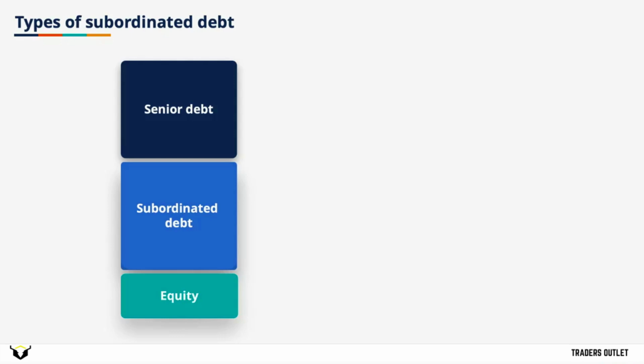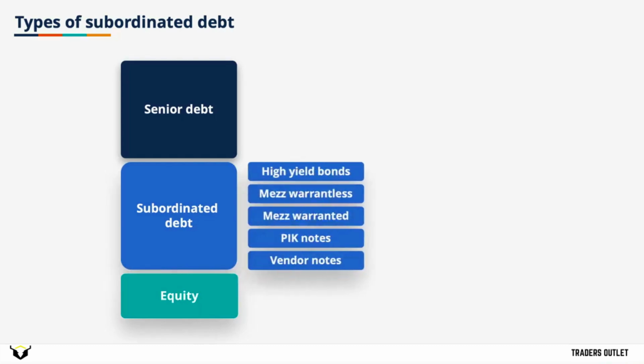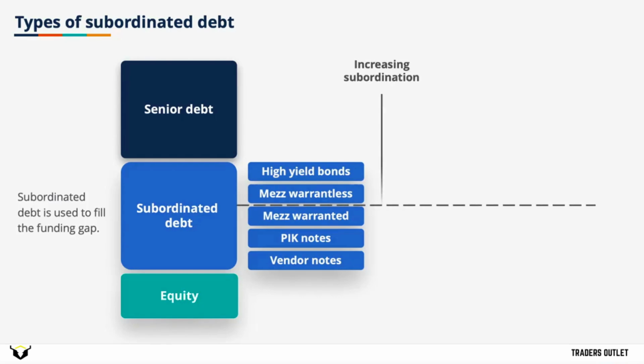Now let's take a look at the middle of the capital stack where we have subordinated debt. As you can see here, there are various types of subordinated debt or sub-debt that sit between senior debt and equity. As with the whole capital stack, you've got increasing subordination as you move down, which means you also have an increasing return profile and increasing risk as you move from top to bottom. So you can look at the subordinated debt section in that lens.